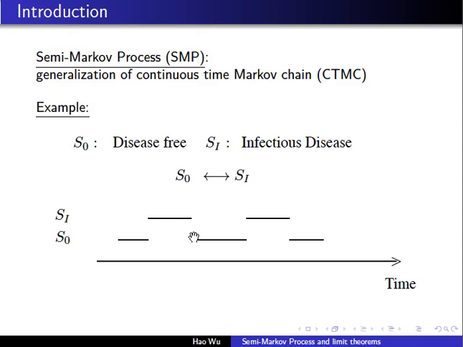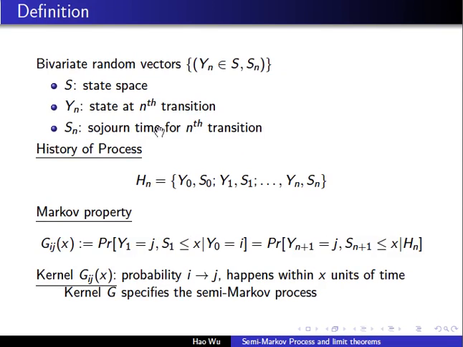The formal definition of a Semi-Markov process requires the introduction of bivariate random vectors. Here S is the state space, Yn is the state at the nth transition, and Sn is the sojourn time for the nth transition. A history of this Semi-Markov process is given by, at each transition, what is the state and what is the sojourn time.